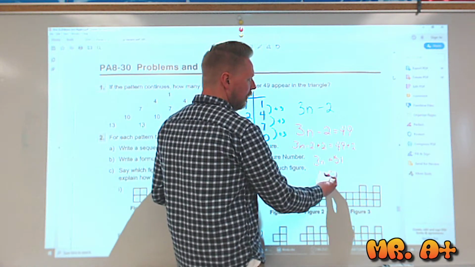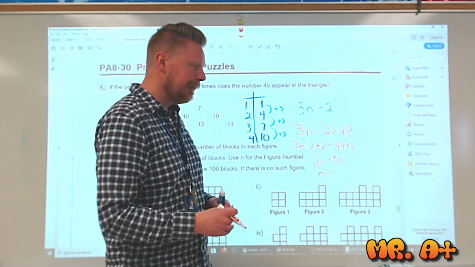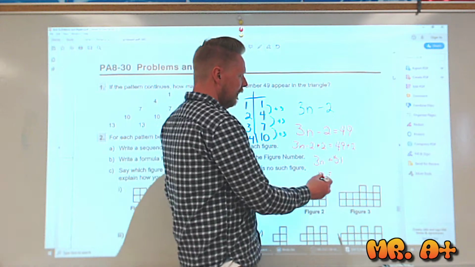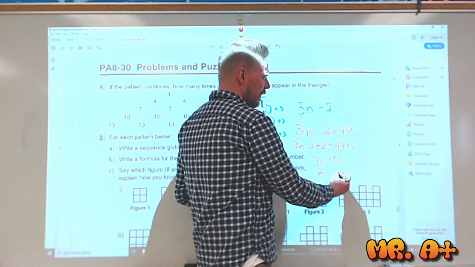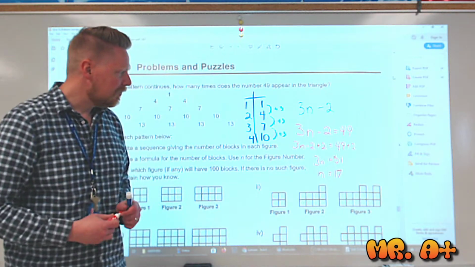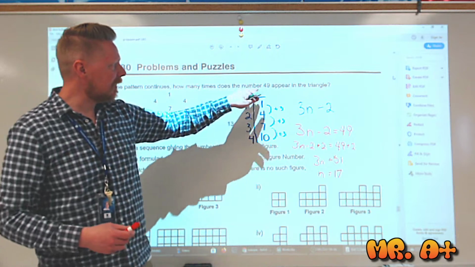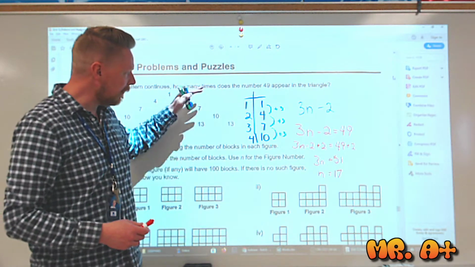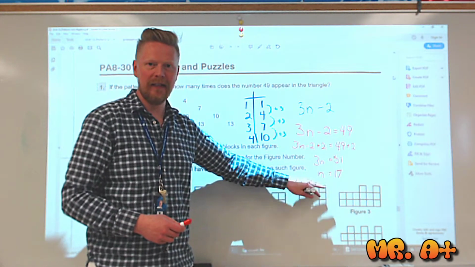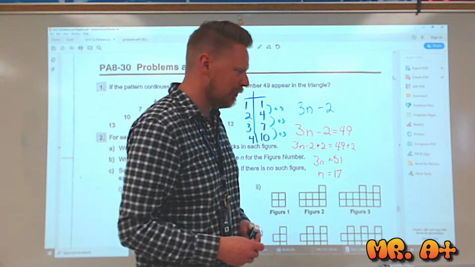n is equal to 51 divided by 3. I played a lot of darts when I was a kid, so I can actually do that in my head. 51 divided by 3 is 17. So n then is 17. How many times does the number 49 appear in the triangle? If I were to draw it out, the number 49 would appear 17 times. Pretty cool, huh? Let's take a look at number 2.